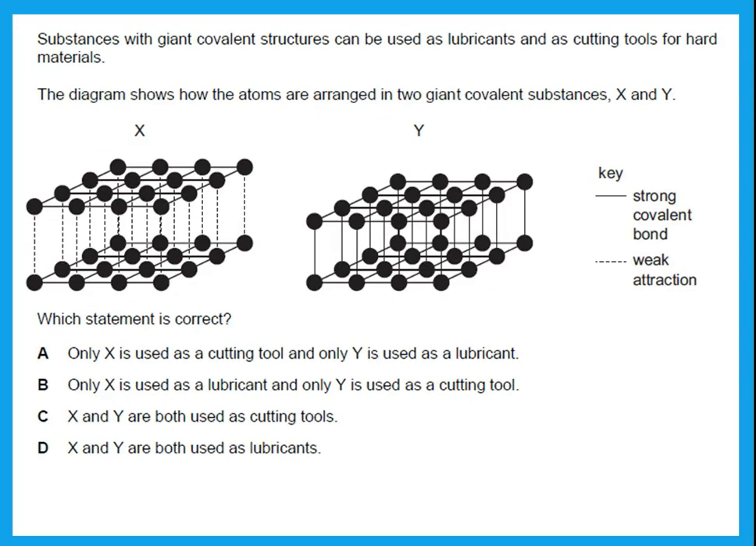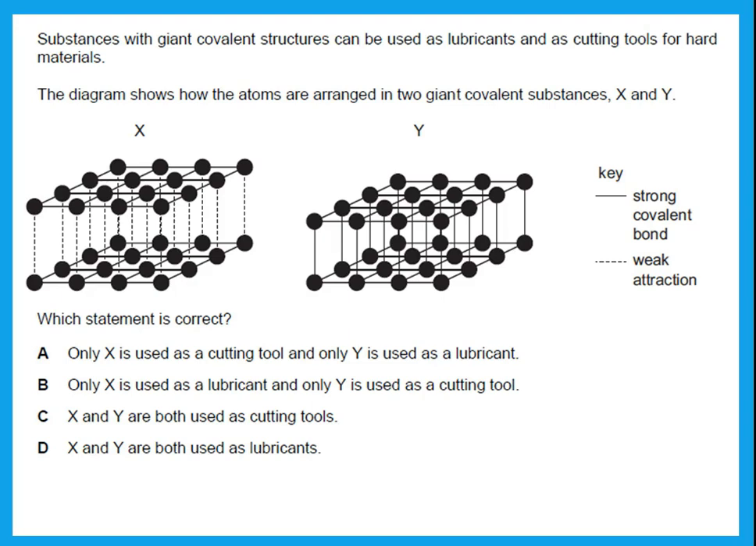Substances with giant covalent structures can be used as lubricants and as cutting tools for hard materials. The diagram shows how the atoms are arranged in two giant covalent substances, X and Y. Which statement is correct? Now, if we're talking about X and Y, look at X. X has layers with weak attraction forces between them. Y has layers with strong covalent bonds between them. So only X is used as a cutting tool and only Y is used as a lubricant?